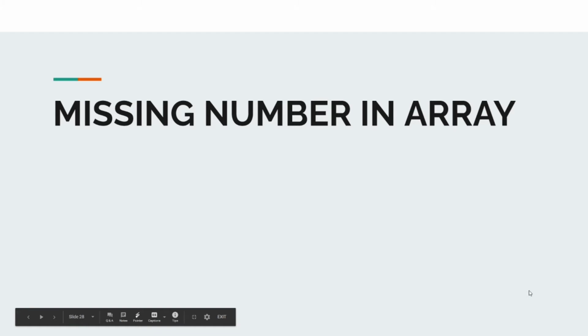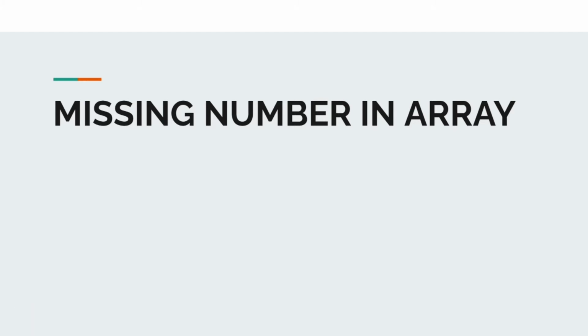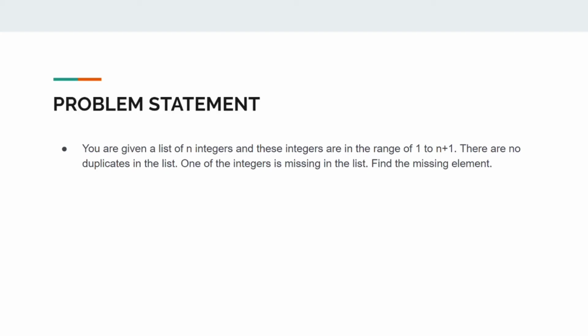In this video, we are going to talk about the problem missing number in an array. So let's get started. Now the problem statement says that you are given a list of n integers and these integers are in the range of 1 to n plus 1. So if there are 5 integers, then the range becomes 1 to 6, that is n plus 1.